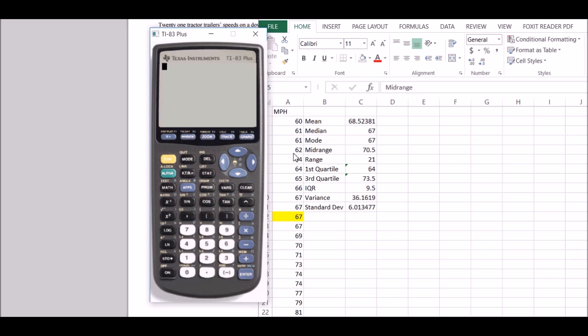To get those values in here, we hit Stat. So this little Stat button here. And then we go to Edit. And that's where we input the values. So there are those values. I inputted them already.